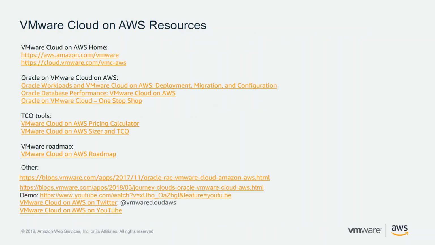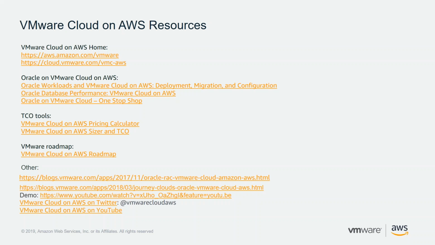All right. So here are some of the important resources for VMware Cloud on AWS. You can learn more about the service at the link provided. You'll also find information about the typical use cases, pricing, ecosystems, and many more learning resources. You can also get more technical information in the white papers. The links are provided as well. Essentially, the Oracle workloads and VMware Cloud on AWS deployment, migration, and configuration guide, and the Oracle database performance on VMware Cloud on AWS performance white paper. Also, we have a lot of blogs that talk about everything related to running Oracle on the VMware platform, and that is something you can find in the Oracle on VMware Cloud one-stop shop.